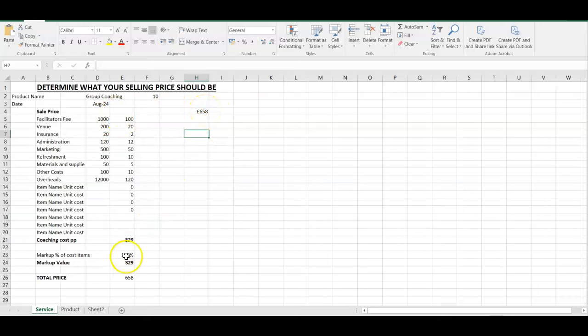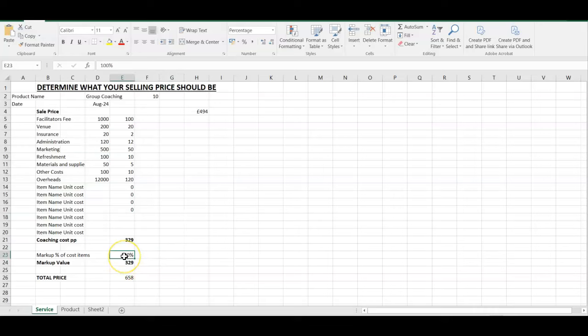If your markup is only 50%, then your selling price should be £493. Let's say £493.50. Let's say £494, right? If you're charging that, then you're making a profit of £164 per person. If you're charging 100%, then you are making £329 per person. So let's put that there, 100% markup. That gives you £329 per person.